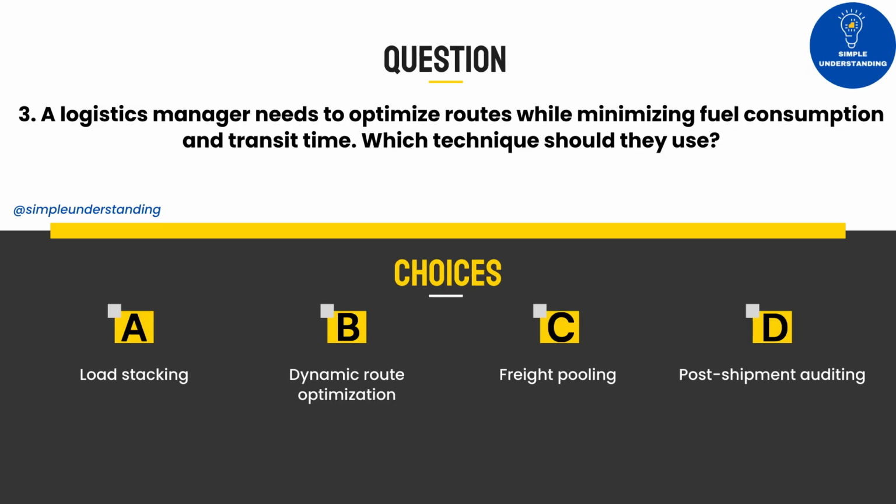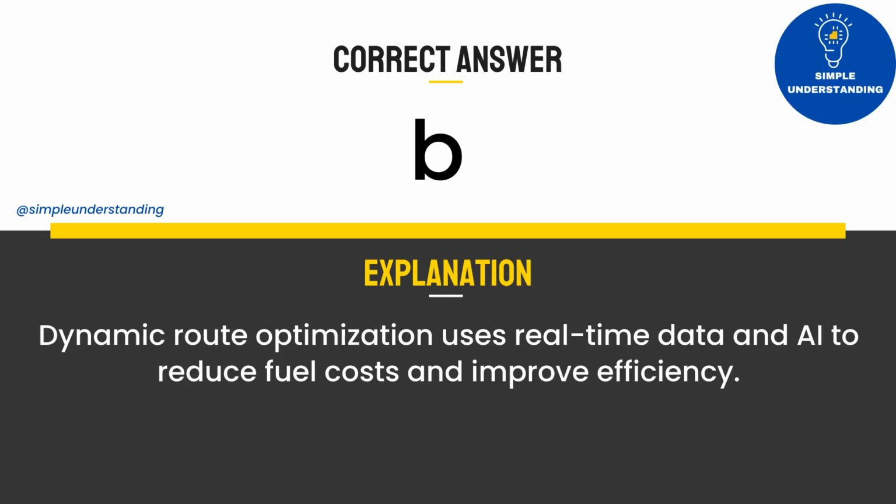3. A logistics manager needs to optimize routes while minimizing fuel consumption and transit time. Which technique should they use? A. Load stacking. B. Dynamic route optimization. C. Freight pooling. D. Post-shipment auditing. Correct answer, B. Explanation. Dynamic route optimization uses real-time data and AI to reduce fuel costs and improve efficiency.